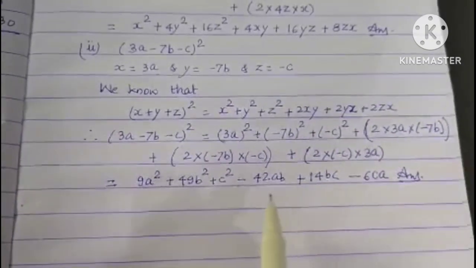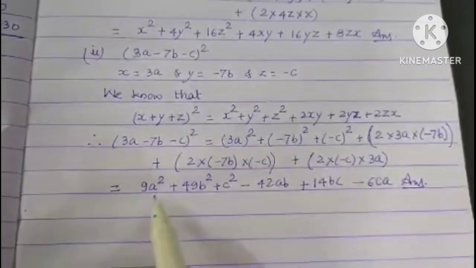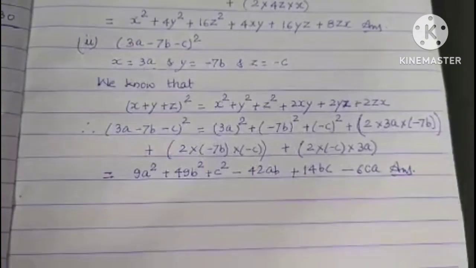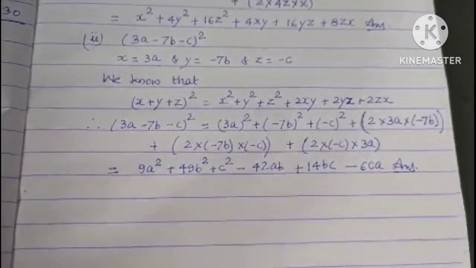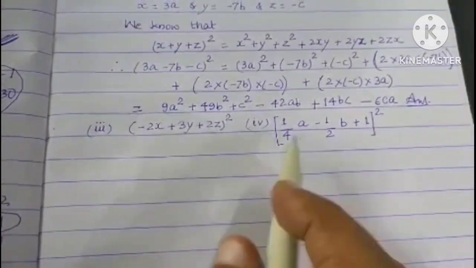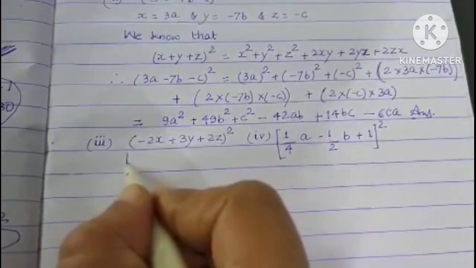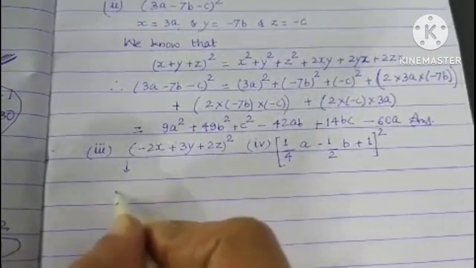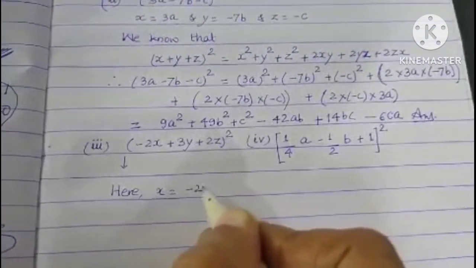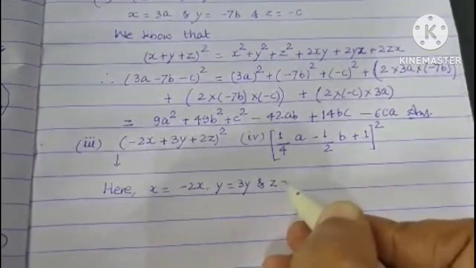We will see the reverse question, where we will have given this one and we will have to bring this one. That is also one of the methods. We will see it. Let us see another question. Now let us solve these two questions, then we will move to a different type of question. Third one. Here, x is equal to minus 2x, y is equal to 3y, and z equal to 2z.